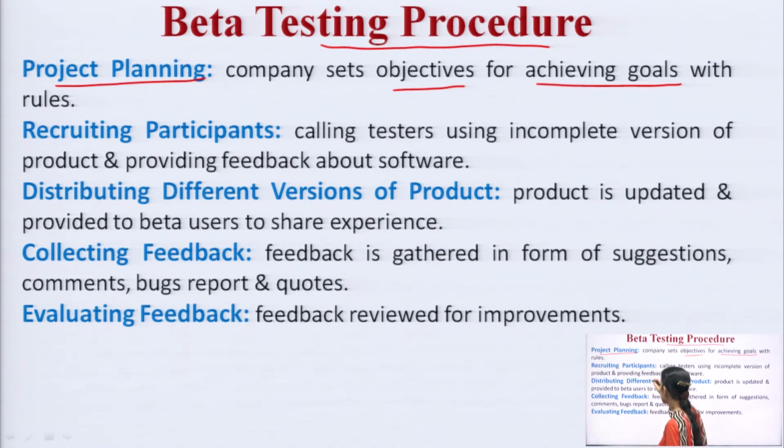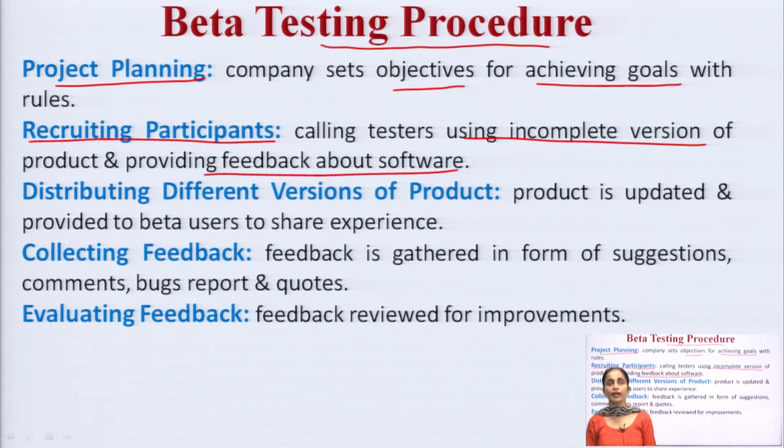So, this says we have to involve many outside testers, that is calling the testers, using an incomplete version of the product and providing feedback about the software, that is involving the testing team, recruiting testers as many as possible, so that the incomplete version of the product is tested and the feedback is given to the company from where it is being purchased regarding that software.